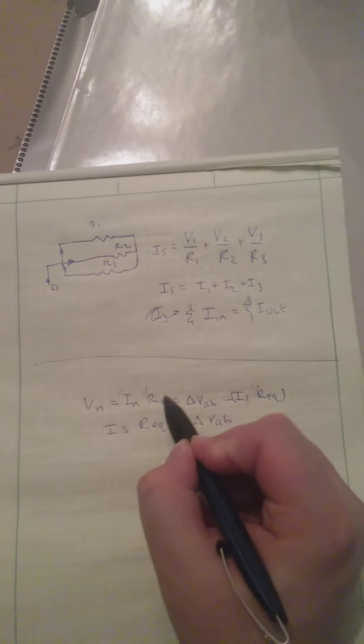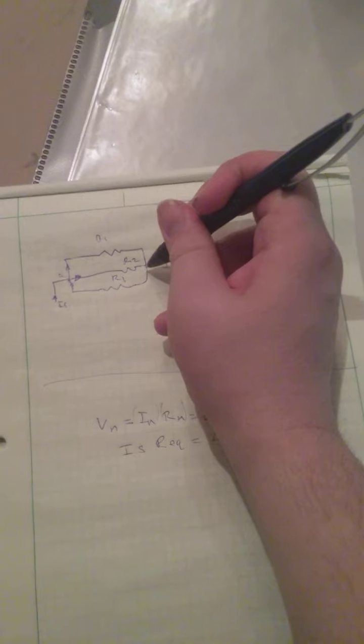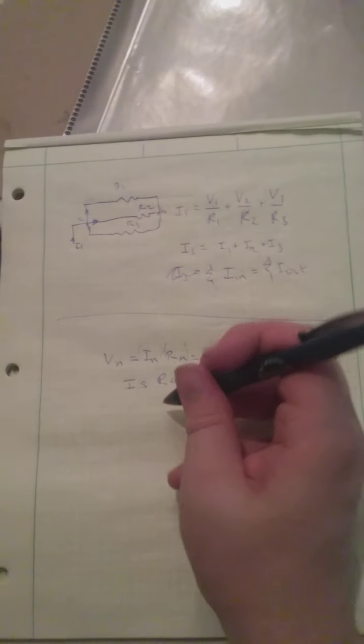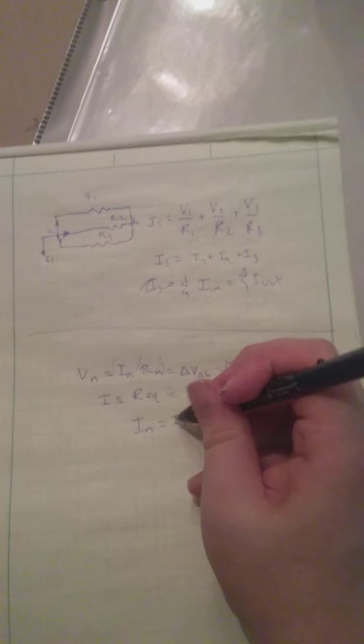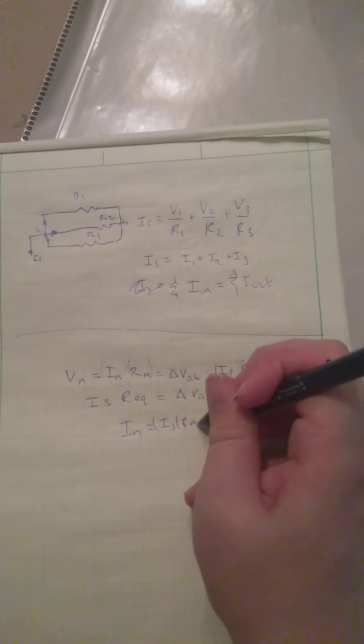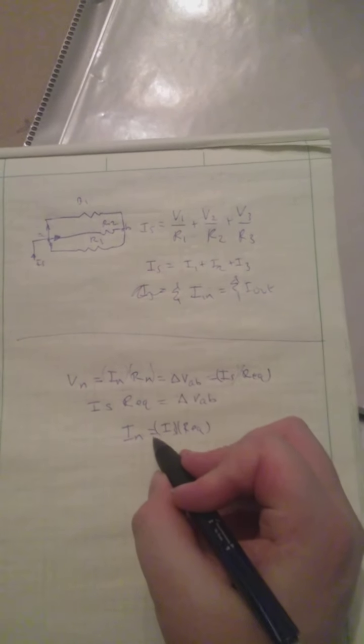And then we solve for In, where In is the individual current, Rn is the individual resistor. Delta V A to B is A to B all the way across there. Okay, so solve for In. In equals Is R equivalent divided by Rn. Okay, and this is no Vs. So you got to keep that caveat because it changes a little bit once we introduce Vs.